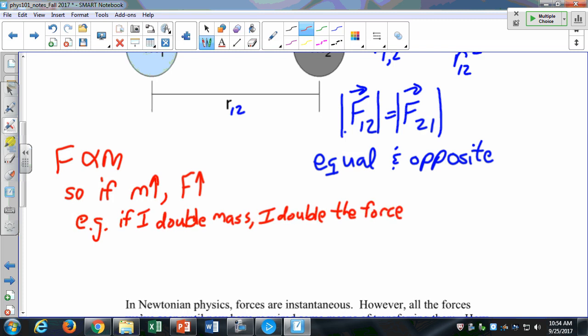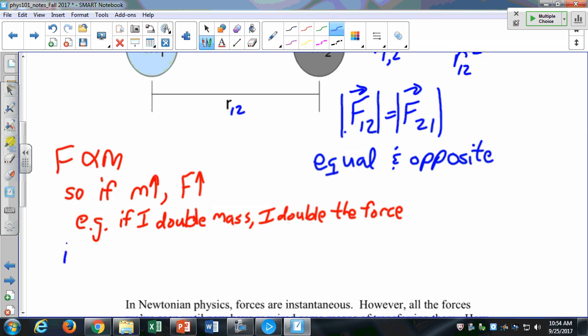And that sort of makes sense, right? If I'm standing here on the surface of the Earth, there is a force between me and the Earth, about 700 newtons or so. But if I double my mass, then that'll be a bigger force. I'll have a bigger weight by the same amount. If I double my mass, then I'll double the force.